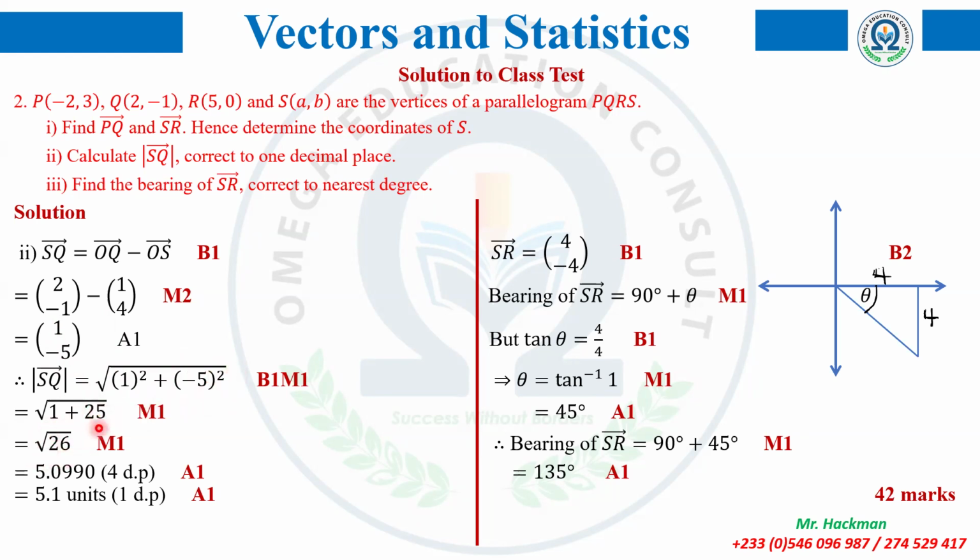So that will give us root of 26. But because the question asks us to take our answer to 1 dp, remember, I said your first approximation is before you take it to your 1 dp, which is the required approximation, and that's where the unit should come. If you ignore the unit here, no issues, but in your final answer, the unit you cannot ignore. Take note of that. So that will be it for part II.